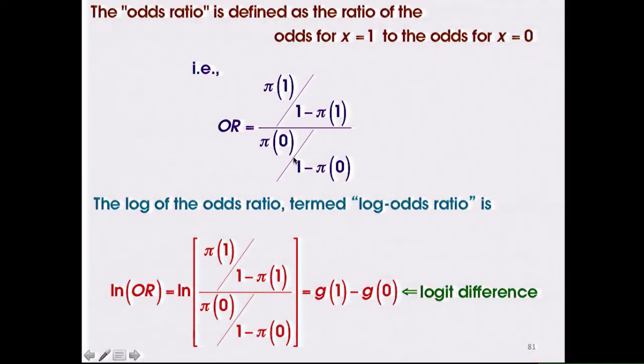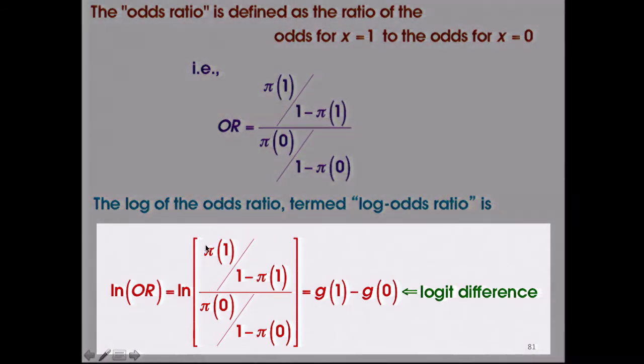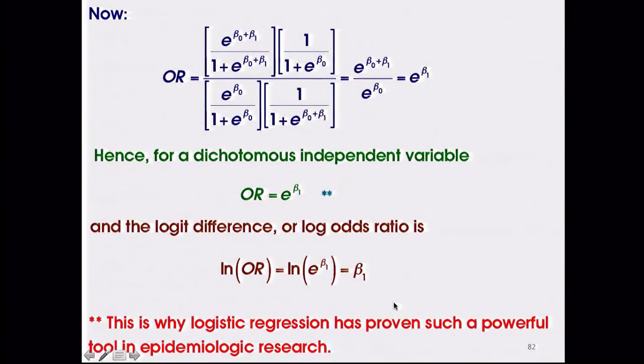And the log of the odds ratio, the log odds ratio, is equal to the log of the odds for those exposed over the odds for those not exposed. When you take the log of the ratio, you get the log of the numerator, which is the logit for those exposed, minus the logit for those not exposed. So the log of the odds ratio is the logit difference. Let's now directly compute the odds ratio.